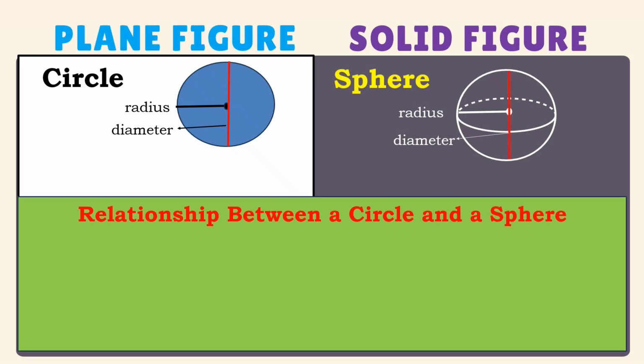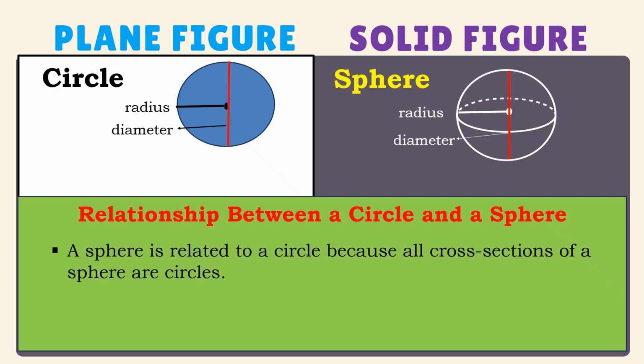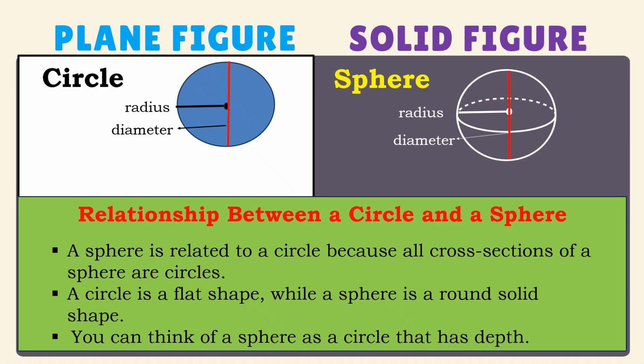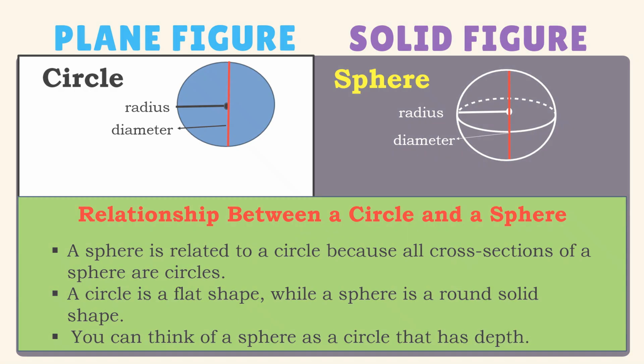What is the relationship between a circle and a sphere? A sphere is related to a circle because all cross-sections of a sphere are circles. A circle is a flat shape while a sphere is a round solid shape. You can think of a sphere as a circle that has depth.